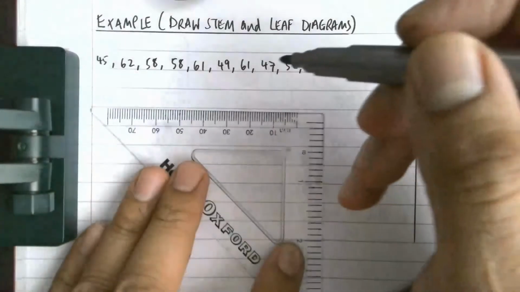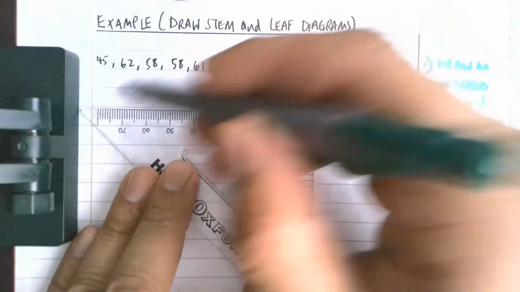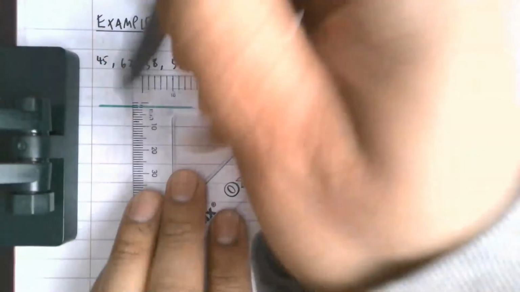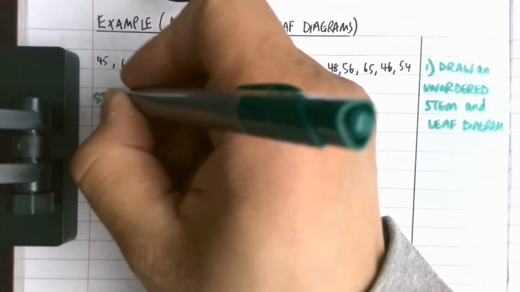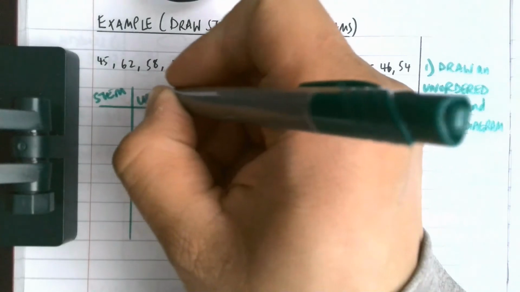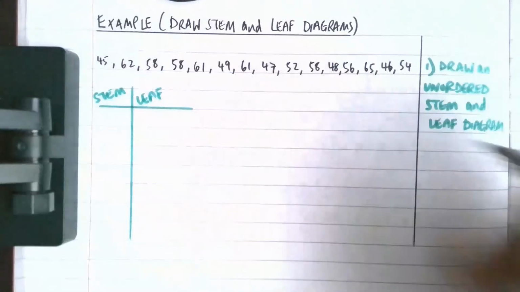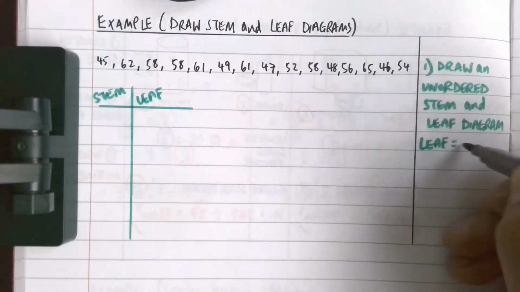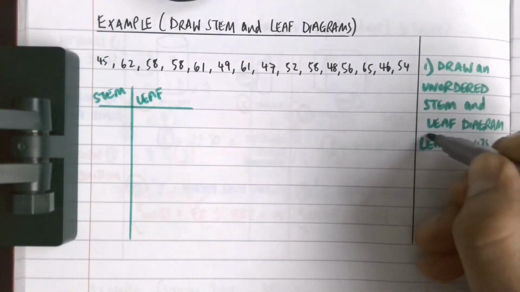Right, so we start by drawing an unordered stem and leaf. So it's the same table, stem and leaf. Again, the only thing that goes in the leaf is the units. So stem, leaf. Just as a reminder, the leaf only includes the units part of the number, nothing else.